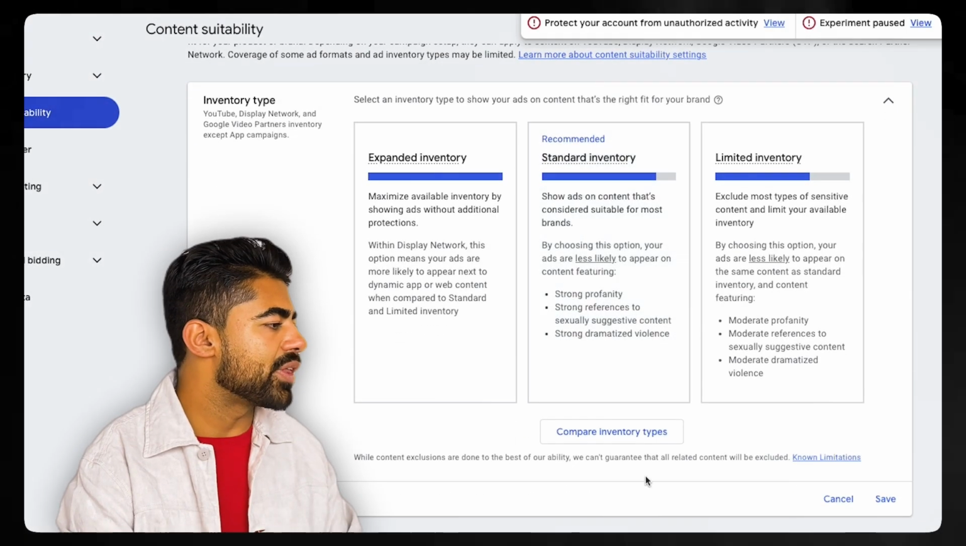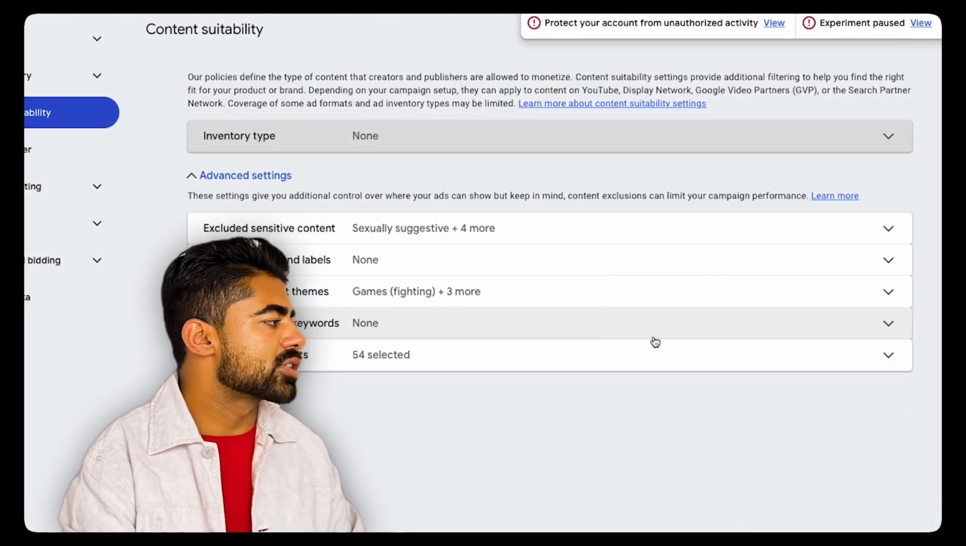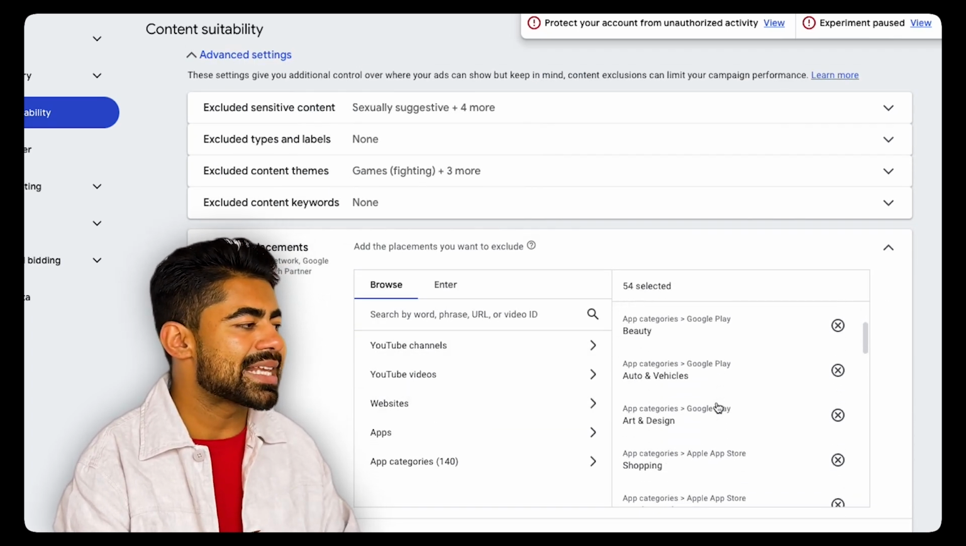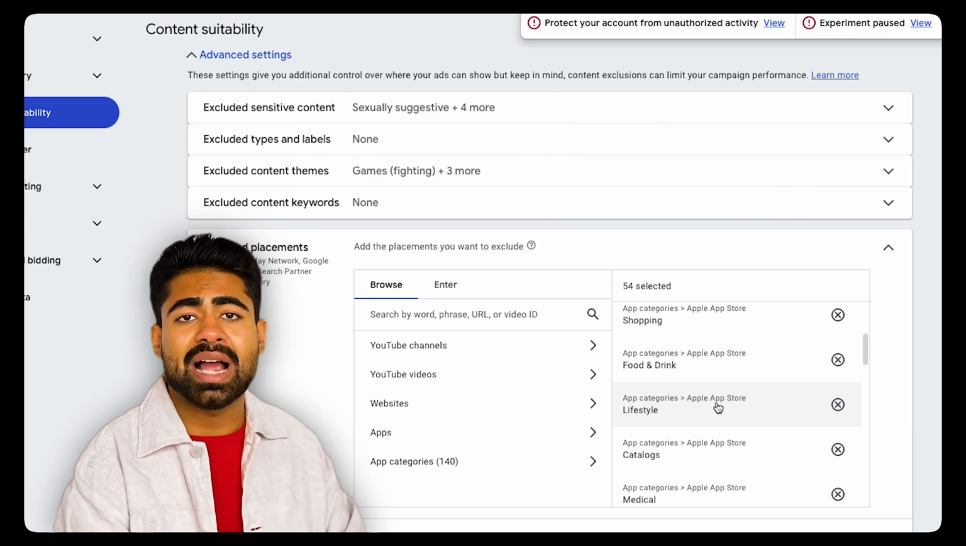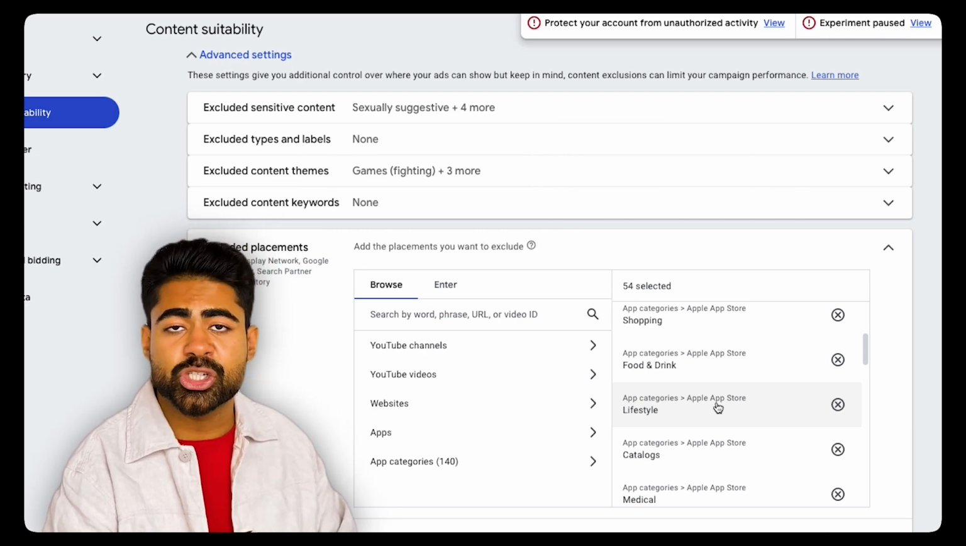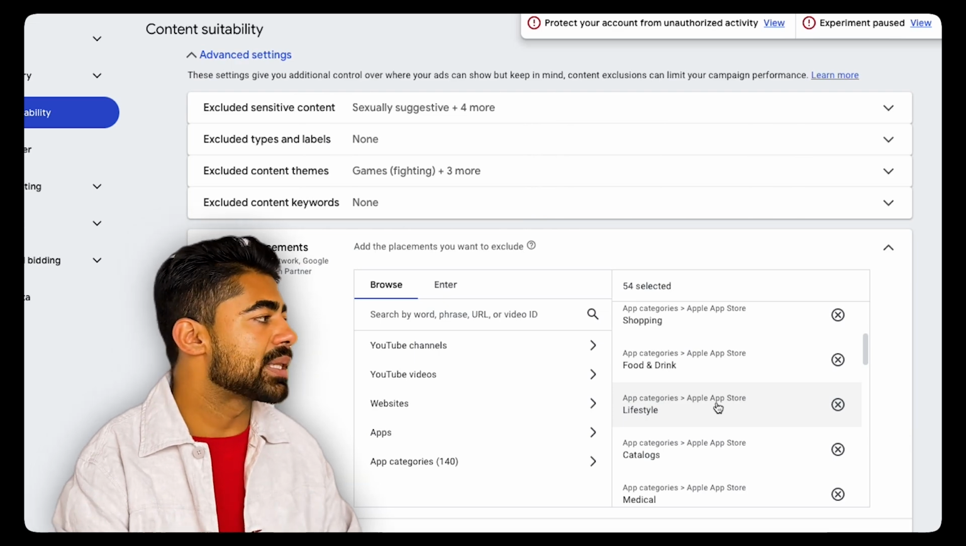But the number one thing you can do with content suitability is to come down here to the excluded placements and basically start excluding any types of apps on a mobile device. These apps lead you to no profitable scale. They lead you to a lot of inefficiency and money wasted. So you want to completely get rid of them.